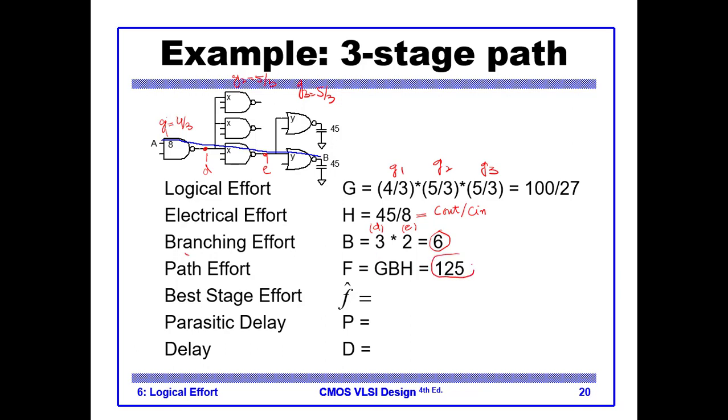This is the total path effort, and we can find the best stage effort, F cap, as the cube root of F. Why 3? Because we have N equal to 3 stages. Capital N is equal to 3 stages.